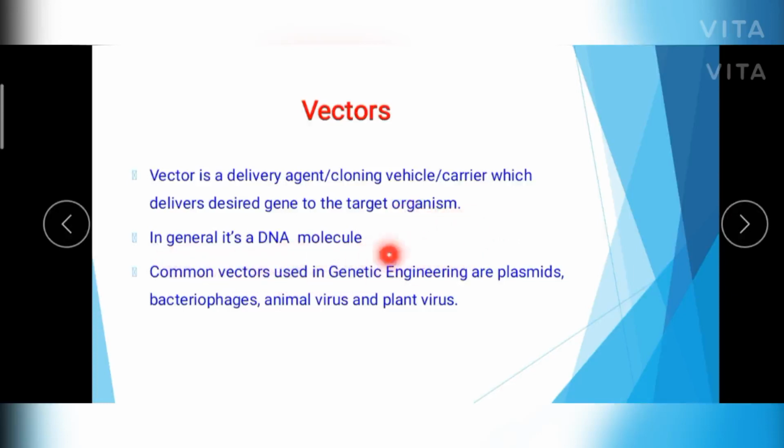In general, a vector is a DNA molecule, and the common vectors which are used in genetic engineering are plasmids, bacteriophages, animal virus and plant virus.